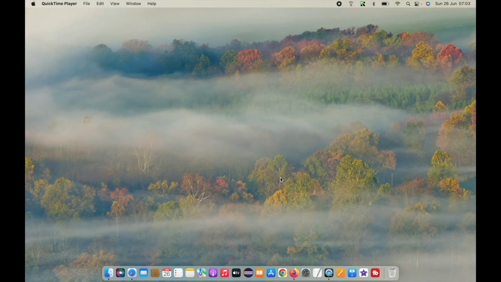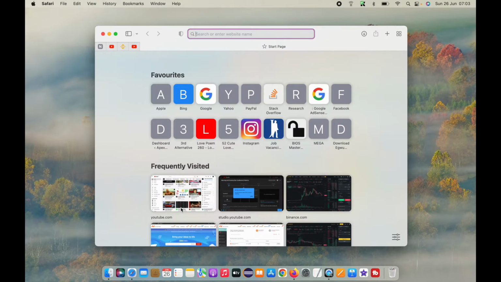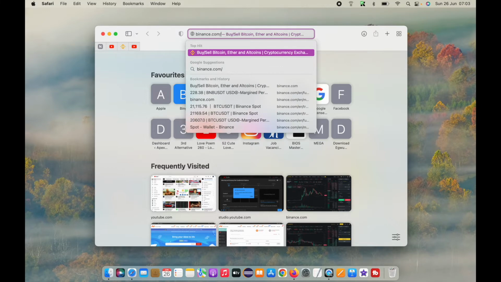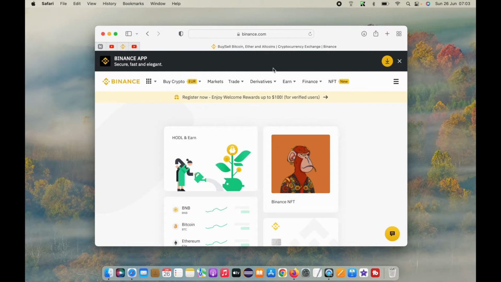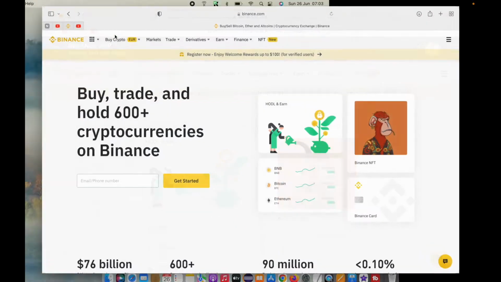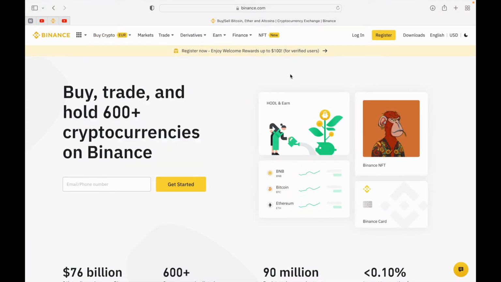Today I'll be teaching us how to spot trade on Binance, how to use a spot trade on Binance Exchange. So let's quickly navigate to binance.com. This is our Binance Exchange, the homepage. I'll be logging into binance.com.